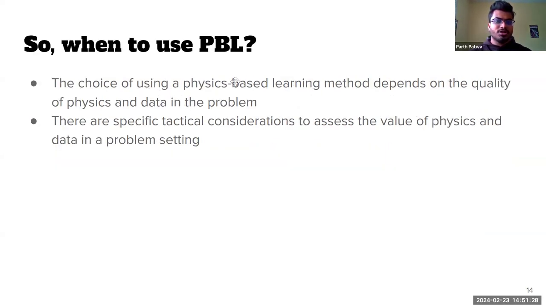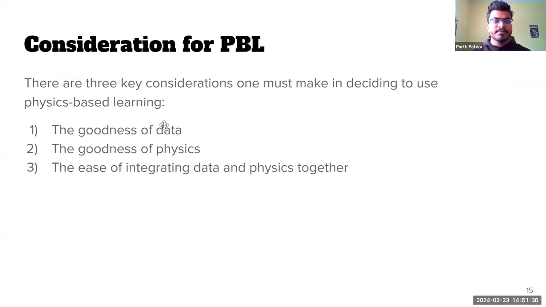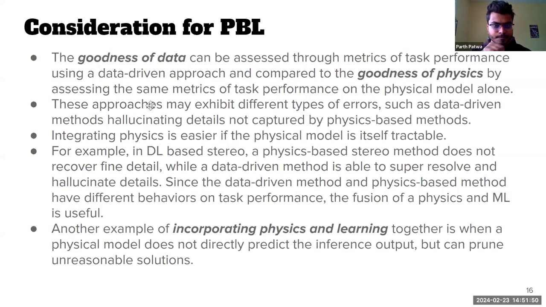So the choice of using physics-based learning depends on the quality of the physics and data, and there are some important considerations to make. These are the three considerations we need to make before deciding to use physics-based learning. We need to check the goodness of the data, goodness of the physics, and how easy it is to integrate both of them together.